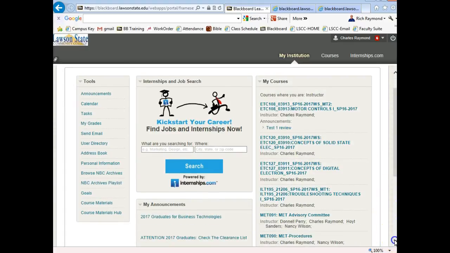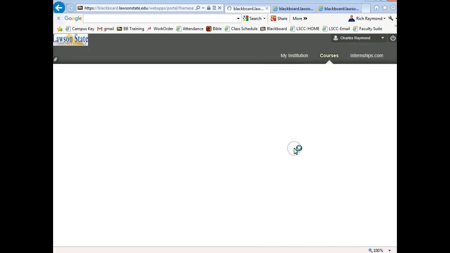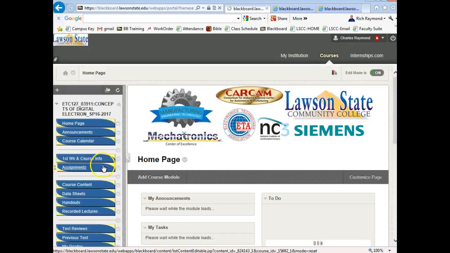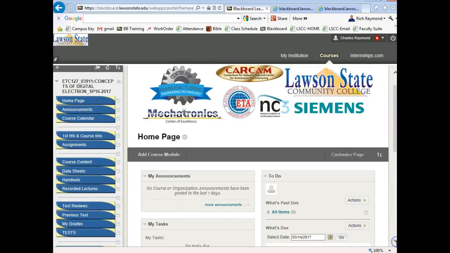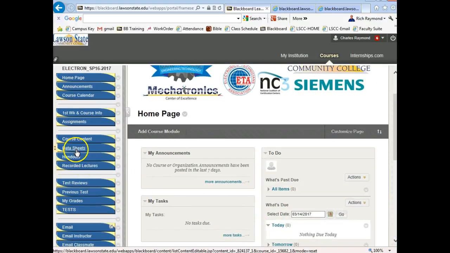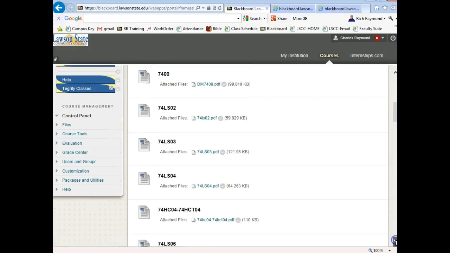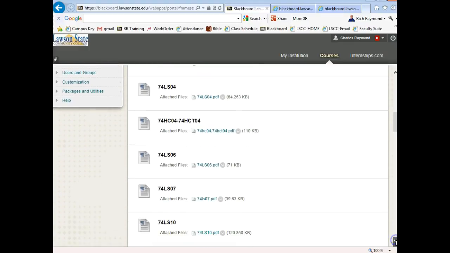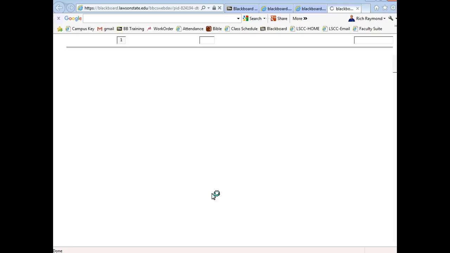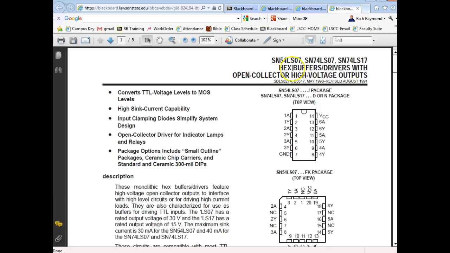7407 is probably just as good. 7405 is an inverter. We can look it up. 7407 is a buffer, I think. But what does it say? It says, hex buffer driver with open collector high voltage output. So this guy's really neat.